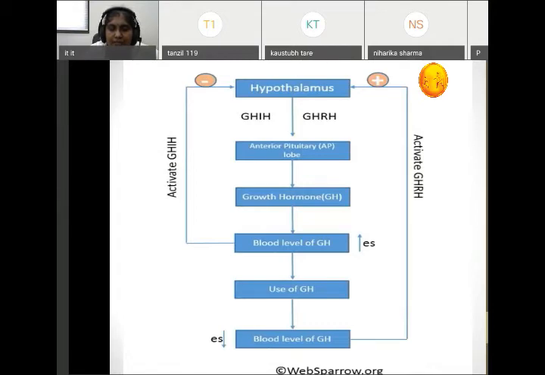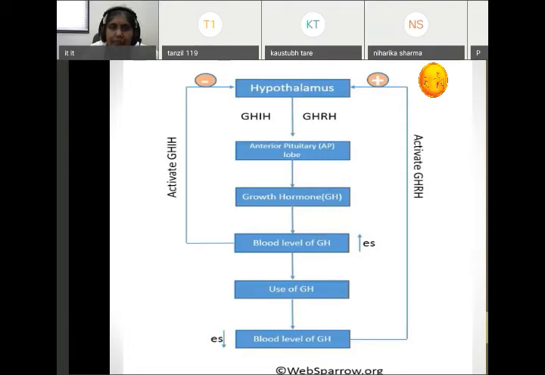Now this is the hypothalamus. It is the regulation of growth hormones. Two hormones are responsible for the regulation of growth hormone. One is growth hormone inhibitory hormone, and second is growth hormone releasing hormone. They both are released by hypothalamus.